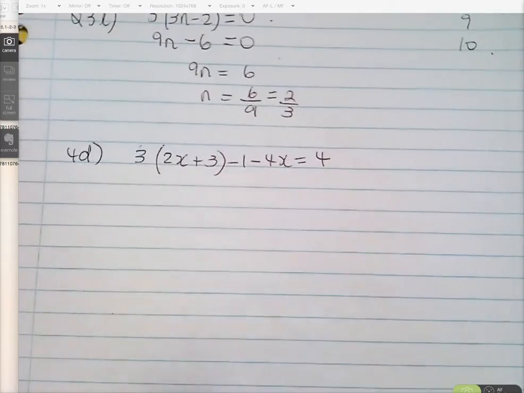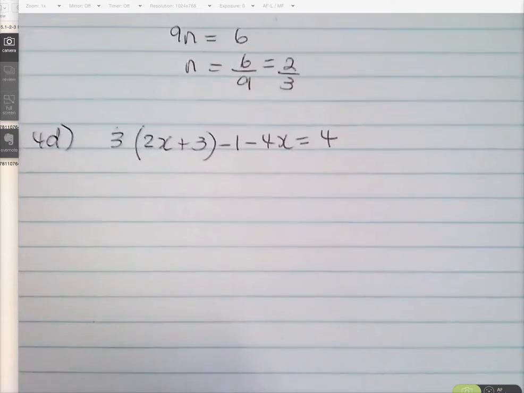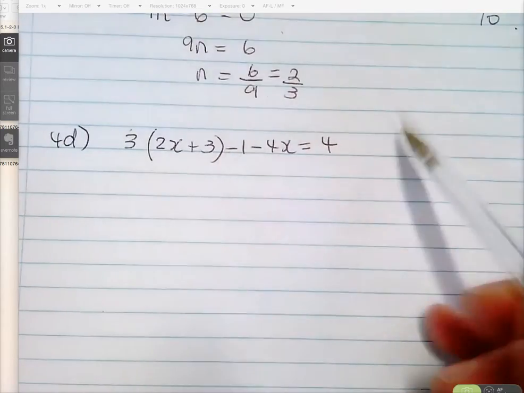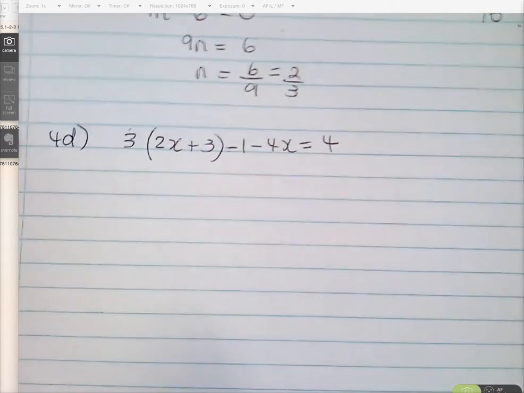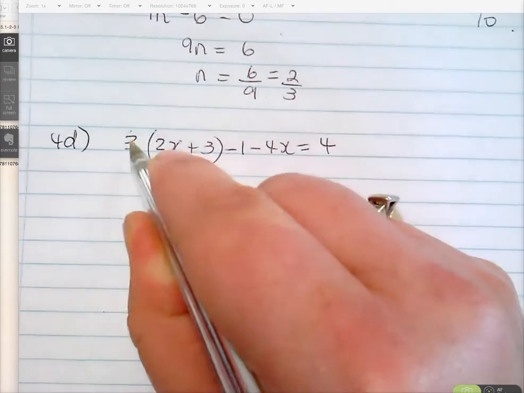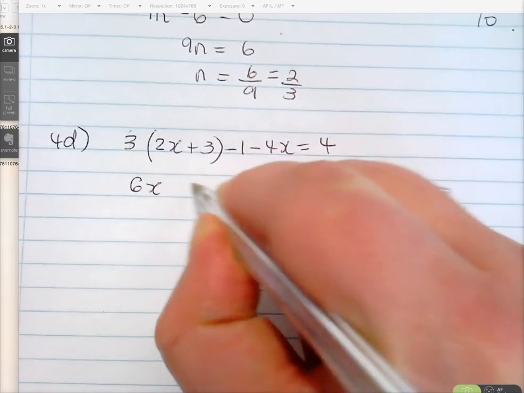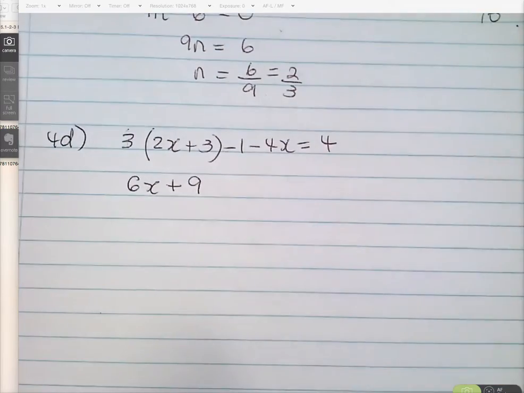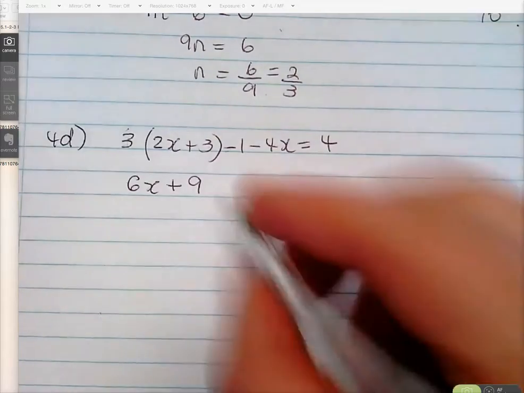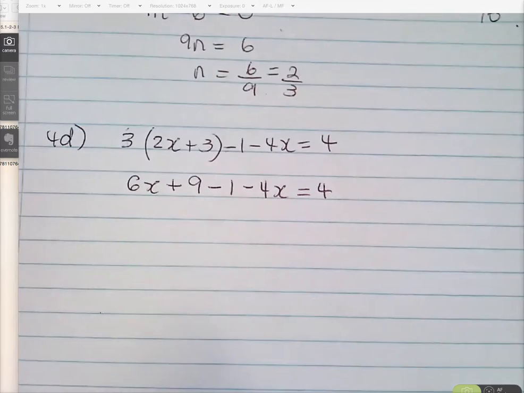Okay? The thing you'd want to do is expand your brackets, and then you can collect like terms, etc. Look, you can take that negative 1 over to the other side if you want, but I would expand my bracket first. So if you've got equations with brackets, expand brackets. 3 times 2x is 6x. 3 times 3 is plus 9. The rest of it, you just write it out. Take away 1, take away 4x equals 4.